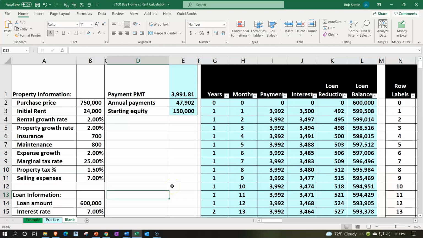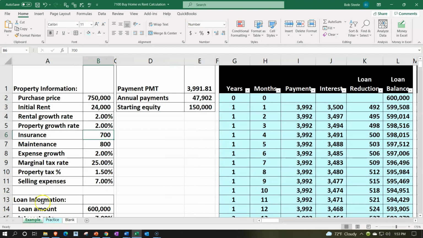If you have access to the Excel worksheet and would like to follow along, note that we have 3 tabs down below: example, practice, and blank. Let's take a look at them now, starting with the example tab, in essence being an answer key. Information's on the left-hand side, assumptions that we're going to be making when we do our comparison between a home purchase and the renting situation.